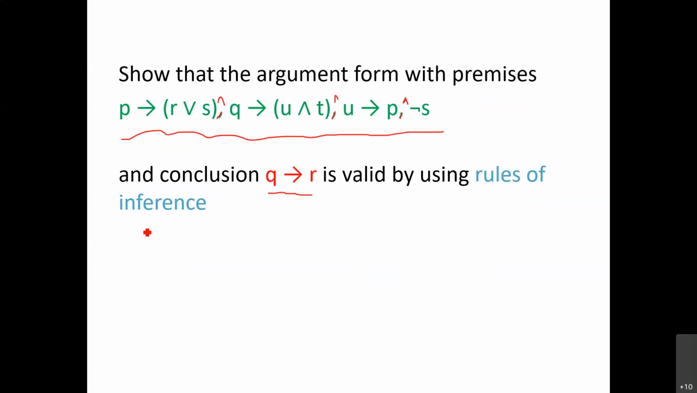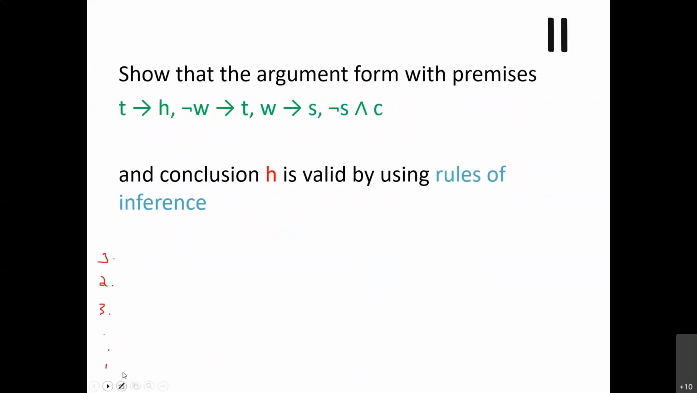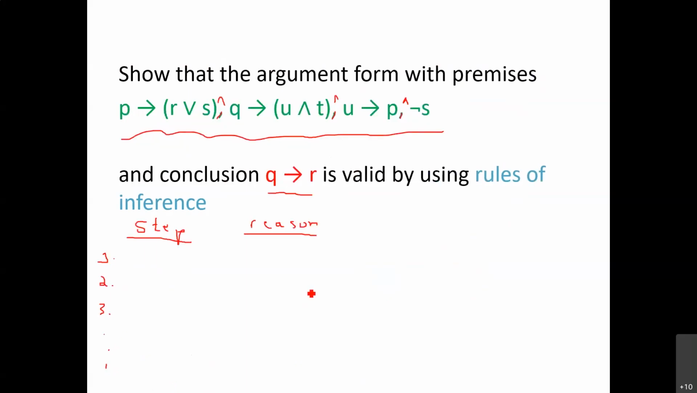So how we actually solve this, we want to write the steps and the reason. Like the reason you write each step. After doing a bunch of these steps, we hopefully want to reach some step that says they're false. Some step that reaches Q implies R, which means we're done.